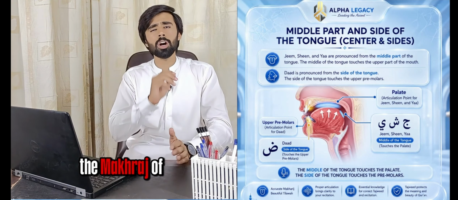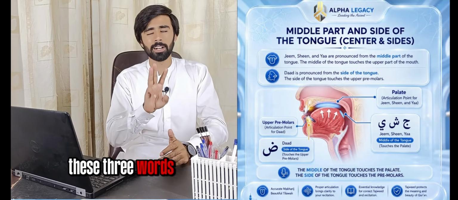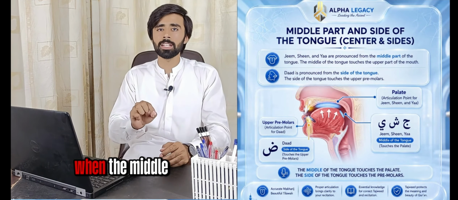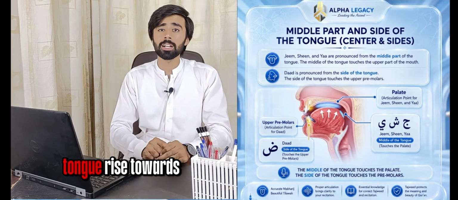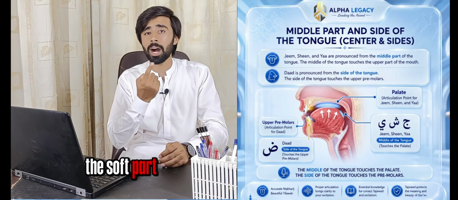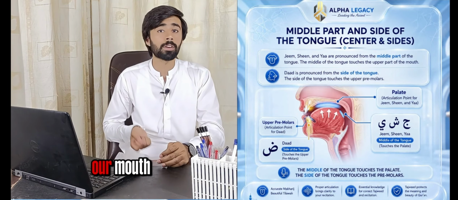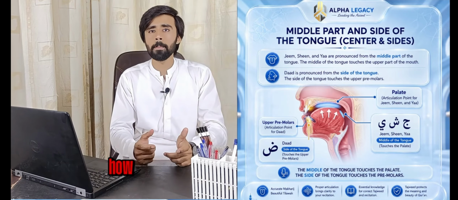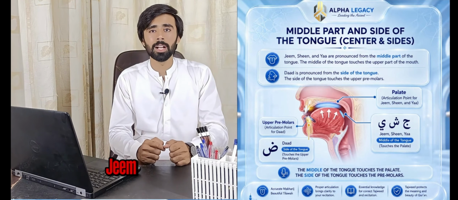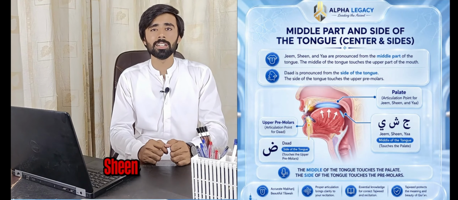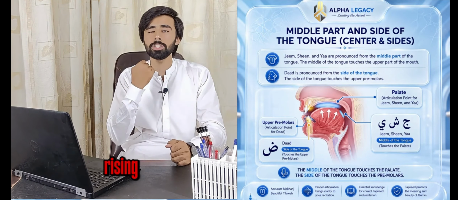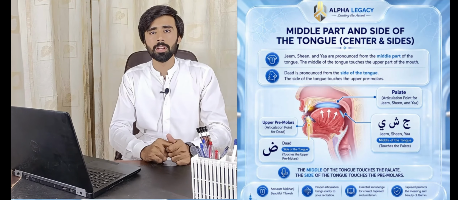So what is the makharij of these 3 letters? These 3 letters have a makharij when the middle part of our tongue rises towards the soft part, which is known as the palate of our mouth. Then these 3 letters will be pronounced. How? Jeem, Sheen, Ya. You can feel that the center of your tongue is rising towards the upper part of your mouth.